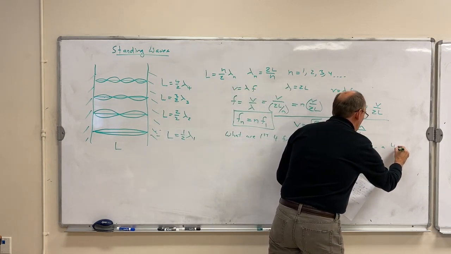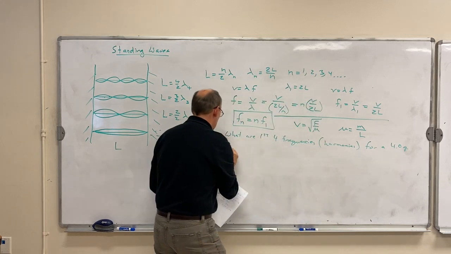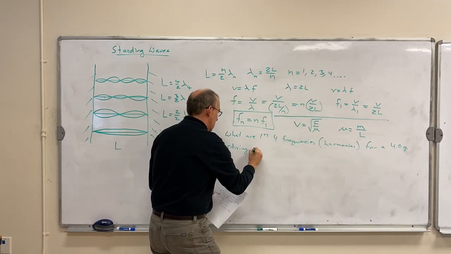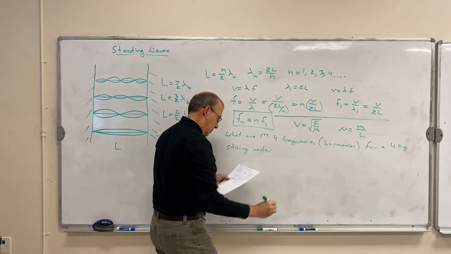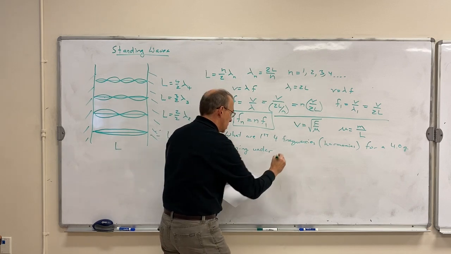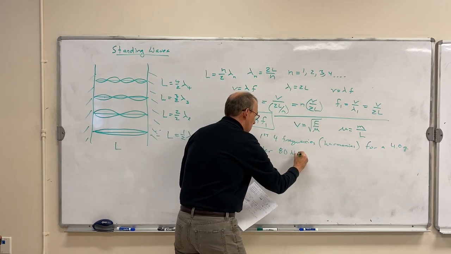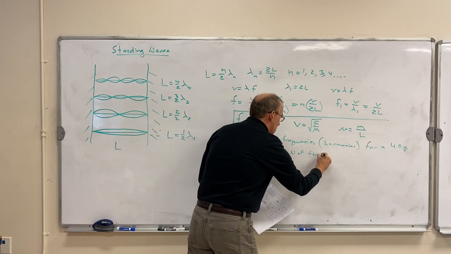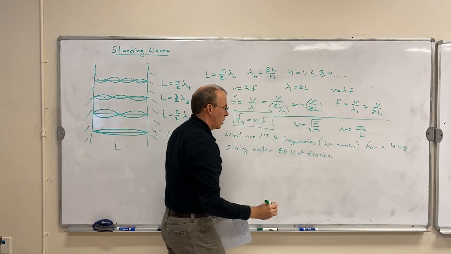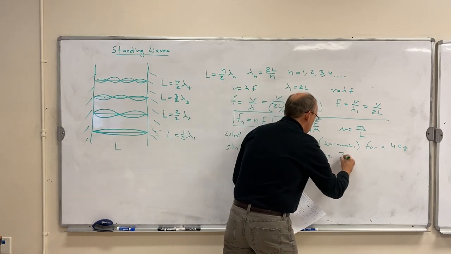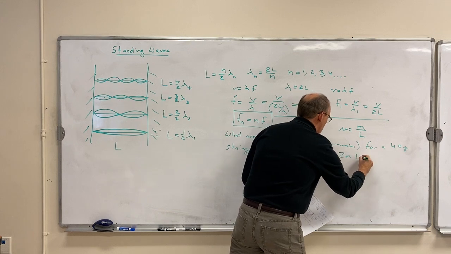For a 4-gram string under 80 newtons of tension, we have to know how long it is too. Let's say it be a 2-meter string, 2-meter long.